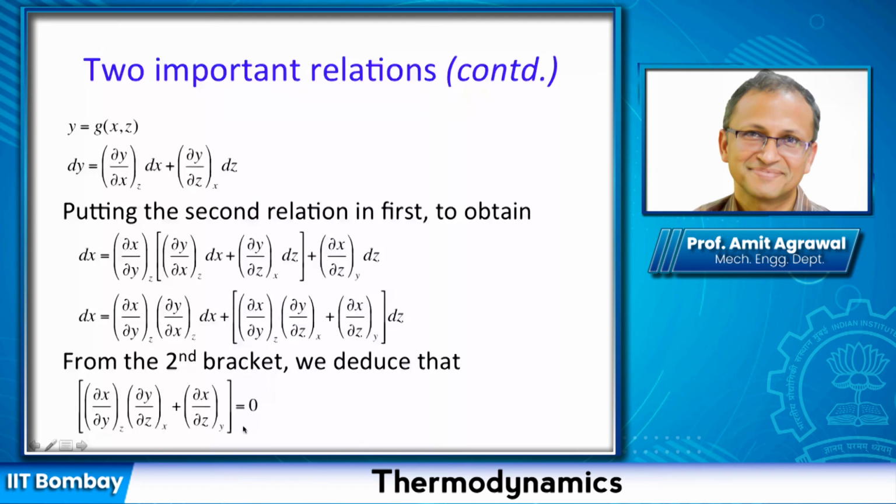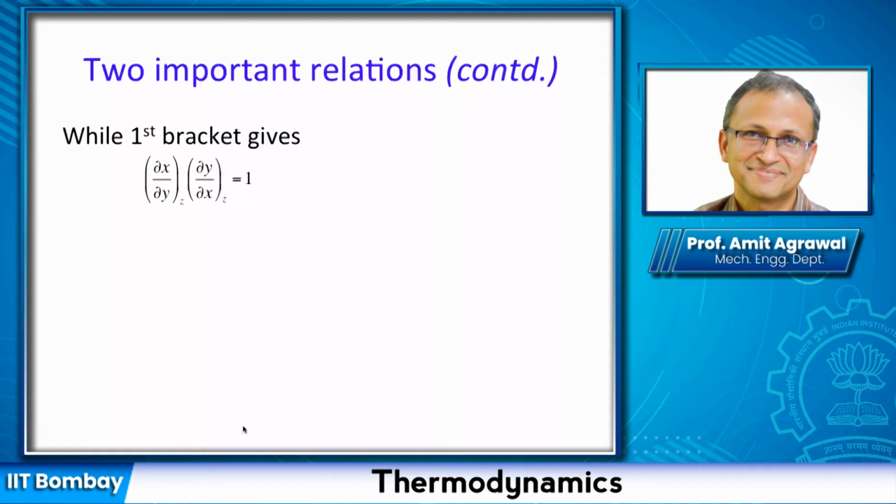And from the first bracket, we get that (dx/dy) at constant z multiplied by (dy/dx) at constant z again is equal to 1. So that means that they are inversely related. This is something that we know: if this was a total derivative, the total derivative of y with respect to x is 1 upon the derivative of x with respect to y. So you can see that the relationship which applies for total derivatives also applies for partial derivatives.